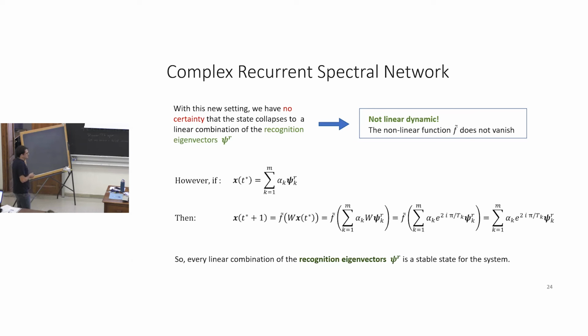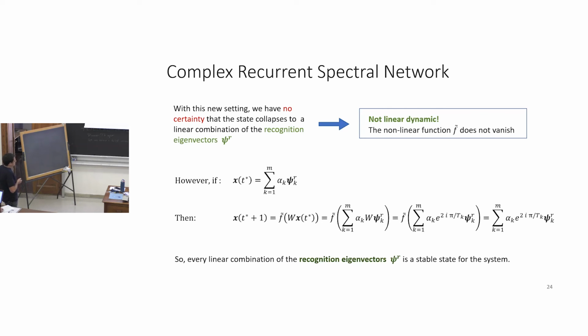But what is important is that if the dynamics go in this subspace, so if the activity of the network can be described as a linear combination of the recognition eigenvectors, then at the next step the activity will be in the same subspace. This is because if you apply the updating rule, you have the multiplication by the corresponding eigenvalue. Then, when you apply the nonlinear function that can bring the activity outside this subspace, since these eigenvectors have non-zero components only in the linear part, this nonlinear function is not applied.